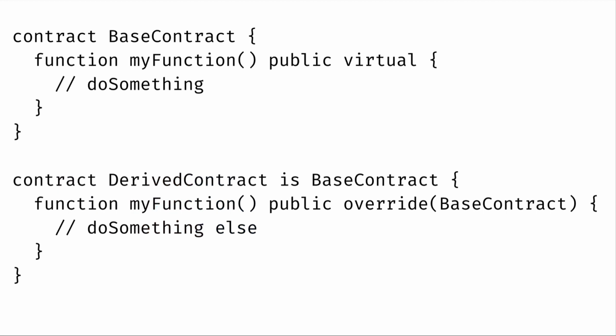And if you want to do this, then base functions can be overridden by inheriting contracts to change their behavior if they are marked as virtual. So my function in the base contract here needs to be virtual. And the overriding function must then use the override keyword. So here, override and then base contract.